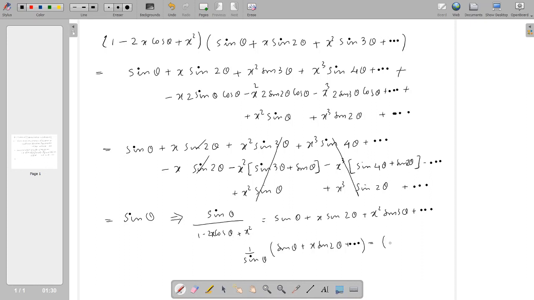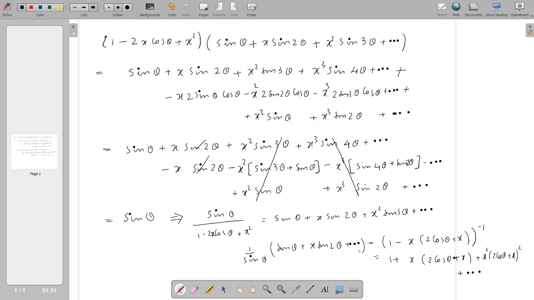That can be written as 1 minus x times (2 cos theta plus x), the whole raised to minus 1. This can be expanded using the expansion of (1 minus y) raised to minus 1. So that will be equal to 1 plus x(2 cos theta plus x) plus the square of that term, (2 cos theta plus x) squared, plus etc.